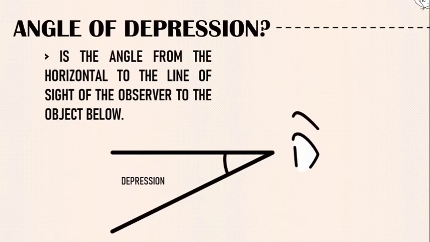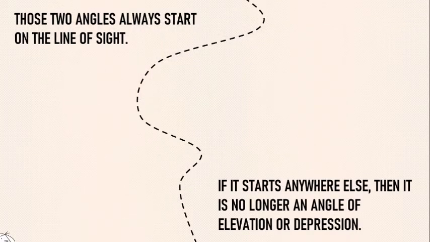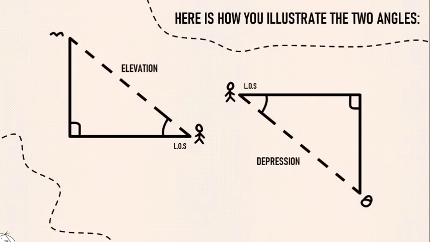The angle of depression is the angle from the horizontal to the line of sight of the observer to the object below. In simpler terms, it is what you see below your line of sight. Those two angles always start on the line of sight. If it starts anywhere else, then it is no longer an angle of elevation or depression. Here is how you illustrate the two angles. One is elevation while the other is depression.